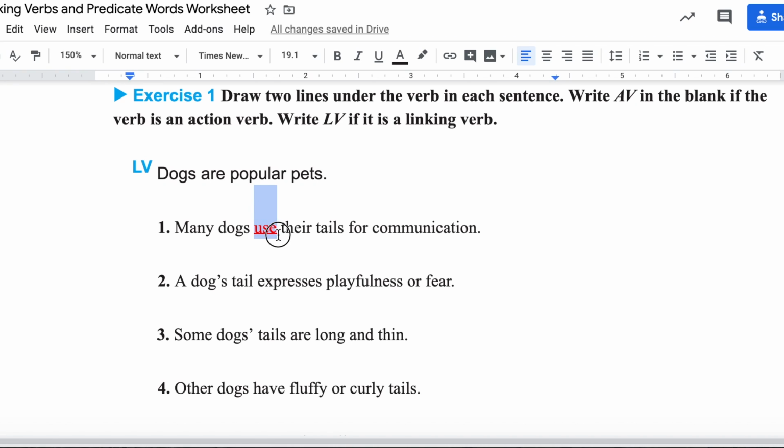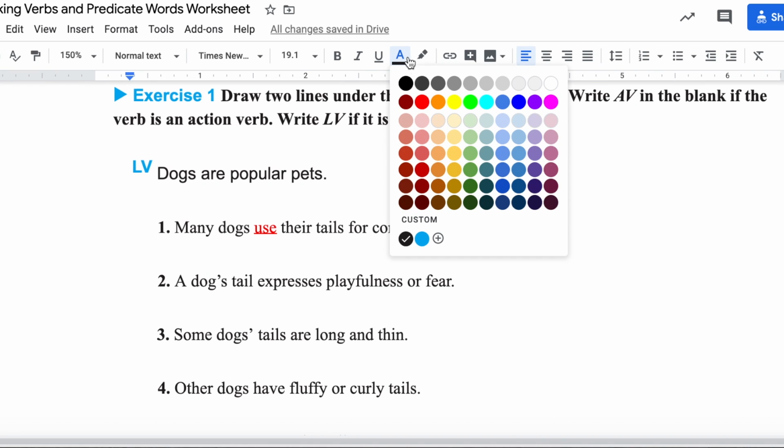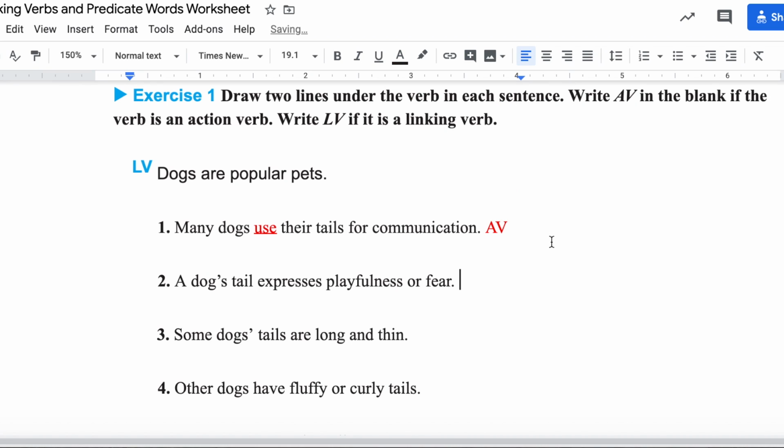Now, think about it this way. Keyword here is the A for action. Is this an action? Can you act out using something? Yeah, you can, right? So we're going to write AV right here for action verb. Whereas right here, you can't really act out are, right? I mean, pretend you're playing charades with your family and the word was are. You can't really act that out. Right here, you can act out using something though.